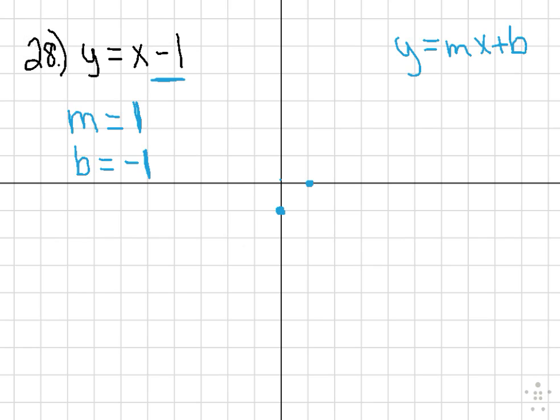And then from there, I rise 1 and run 1. Always make your slope a fraction. So you can think of 1 as 1 over 1. So rise 1, run 1. And your graph looks something like that for question number 28.